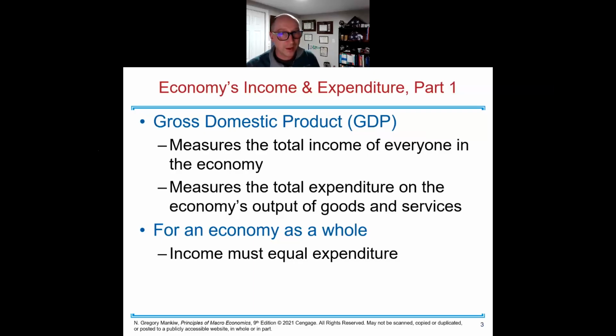So your income must equal your expenses, or your income should be greater than your expenses, to be effective in running a government.